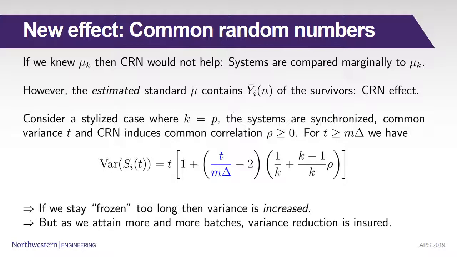However, the estimated standard, mu bar, contains the sample means of the surviving systems, so there is a common random number effect. Does it help or hurt? Well, the answer to that turns out to be a little complicated.